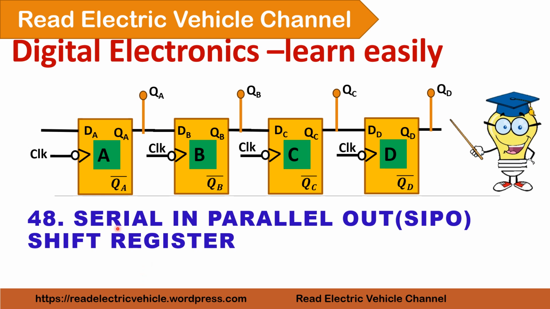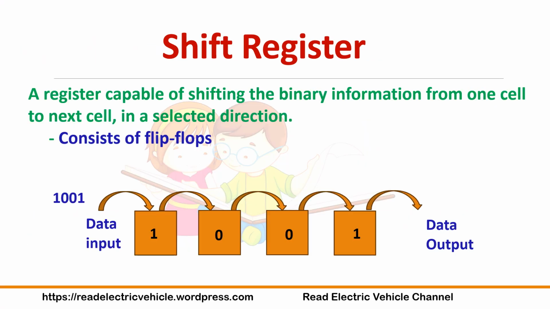In this video, we are going to see about the next type of shift register, that is serial in parallel out shift register. Let us recall what is a shift register. It is a register which is capable of shifting the information from one cell to another. So each box represents a flip-flop, and from one flip-flop the data will be transferred to the other flip-flop when you give a clock pulse.